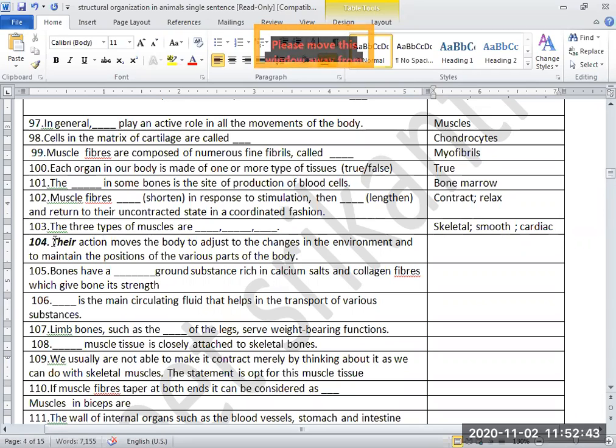Their action is muscle tissue. Yes, very good. Muscle tissue. Bones have a ground substance rich in calcium salts and collagen fiber, which give bone its strength. Hard and non-pliable. Then what is the main circulating fluid that helps in the transport of various substances?